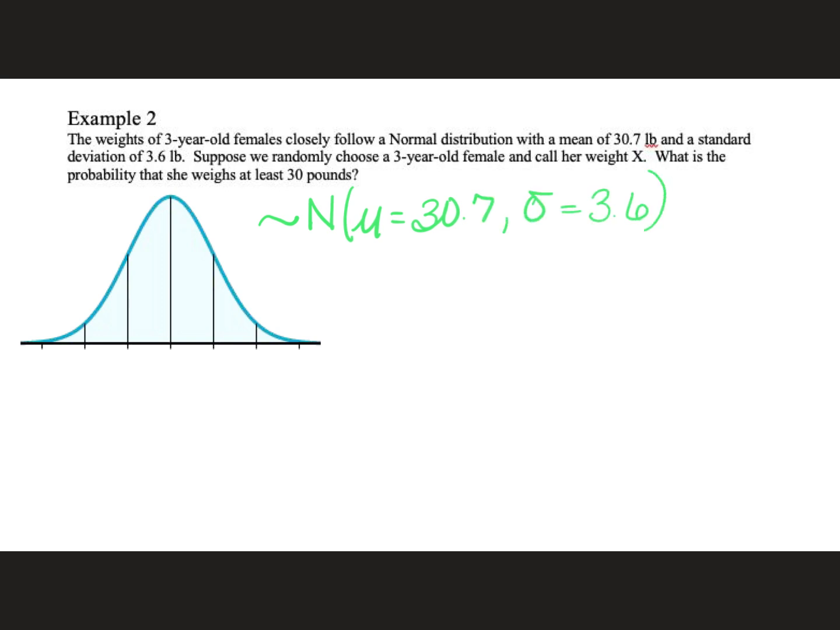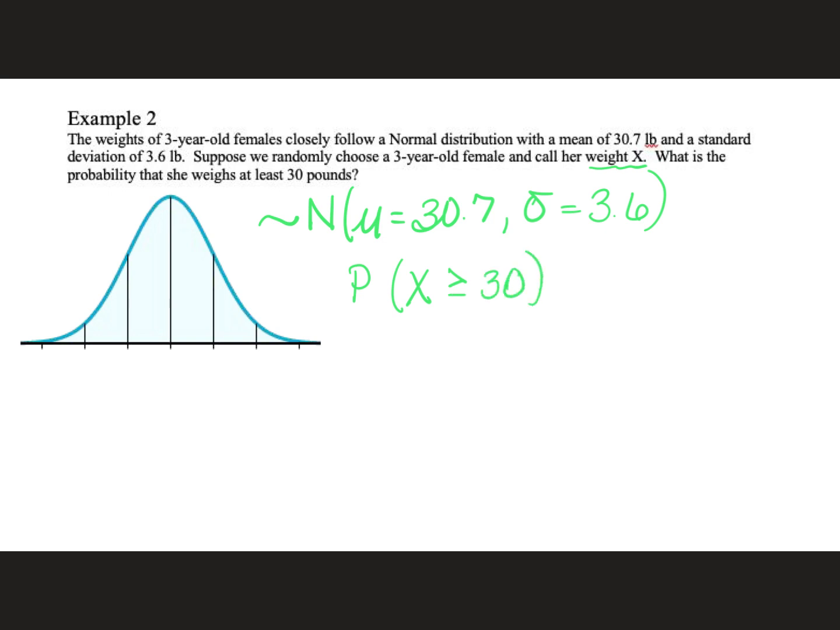Again, we're making a probability distribution. It's a model, so we're using parameters. What's the probability that we have a female, where X is the weight, and she weighs at least 30 pounds, so that would be X greater than or equal to 30.